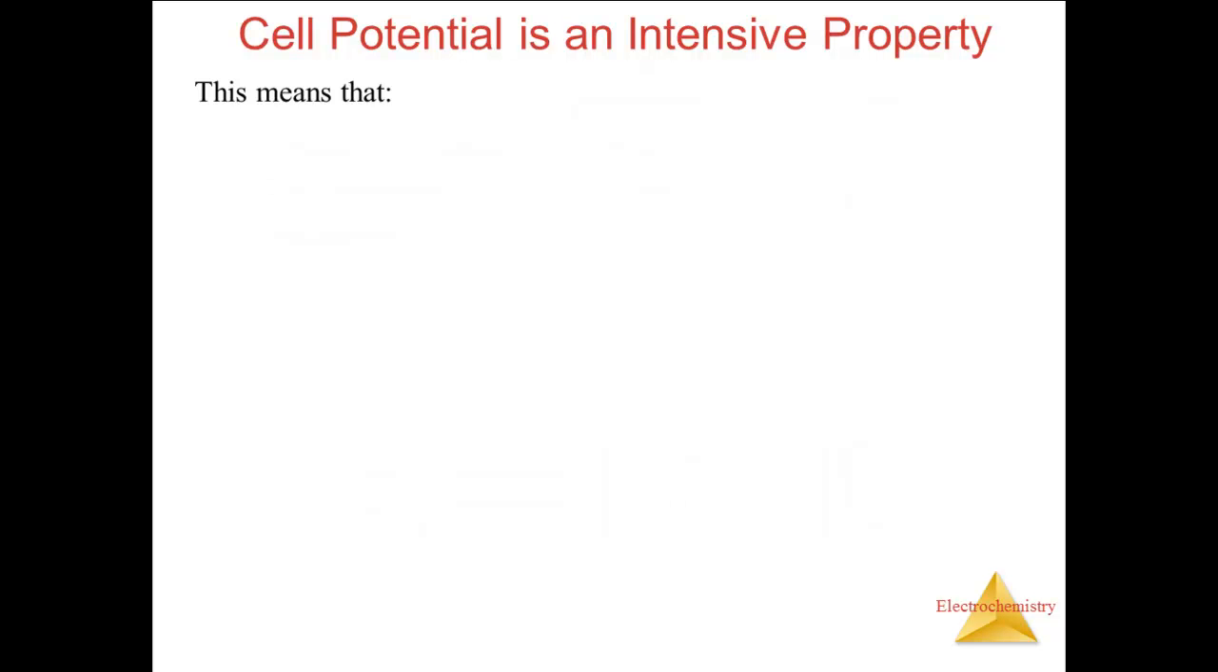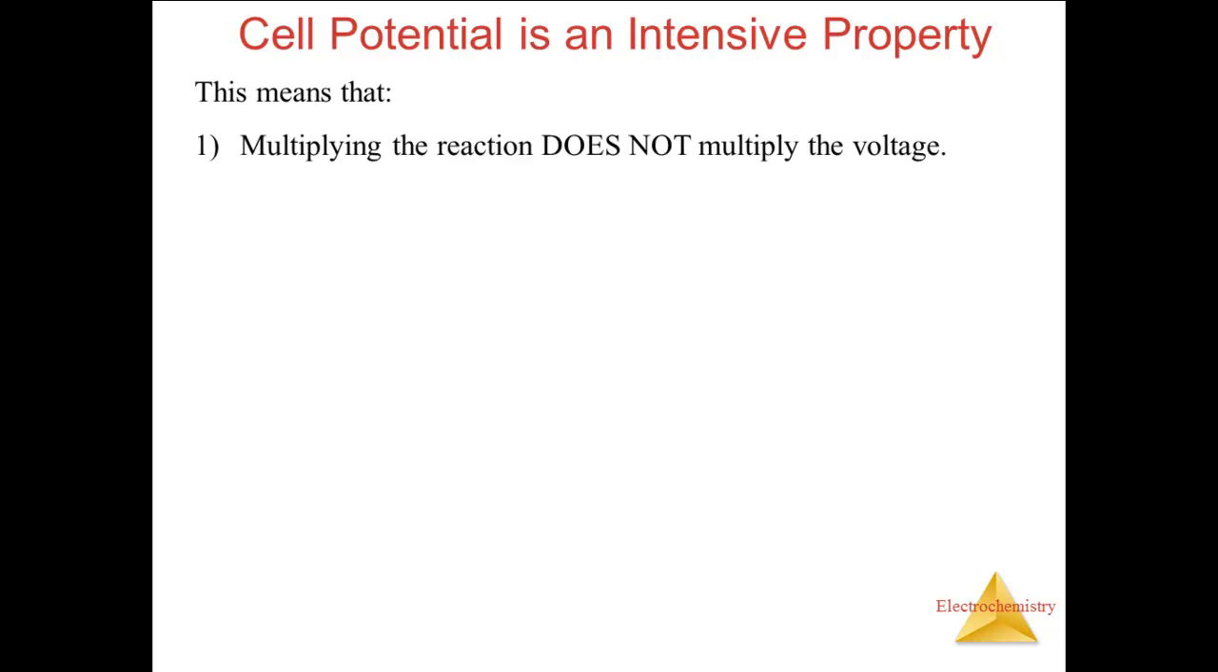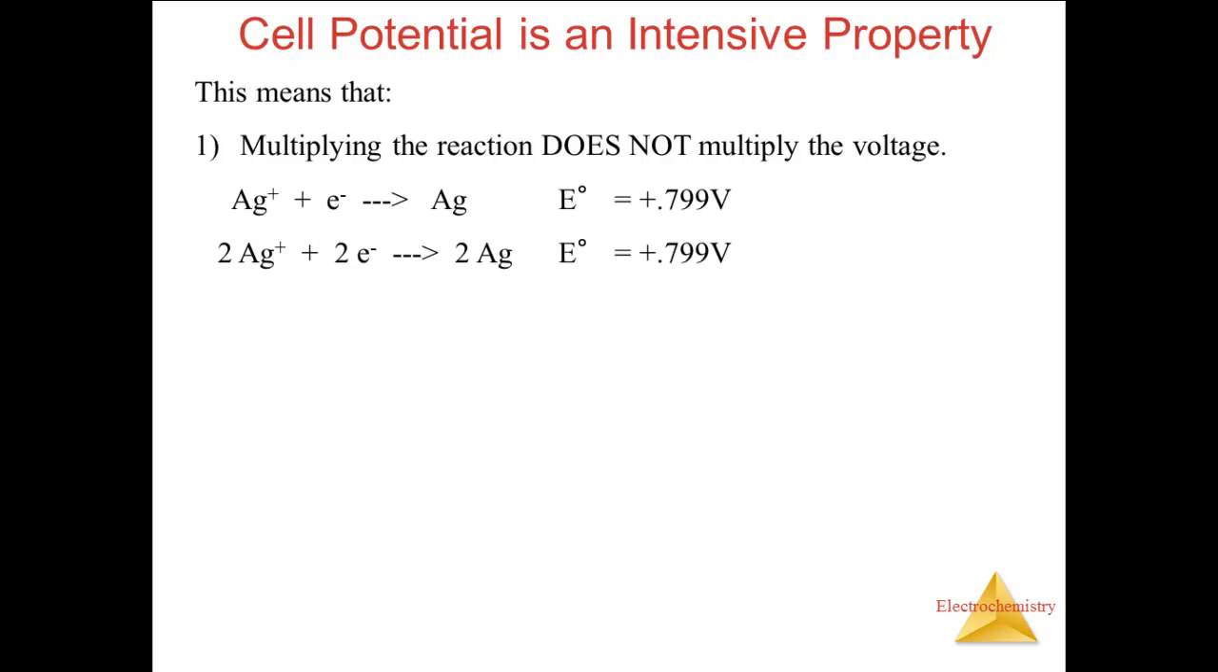Because cell potential is based on the potential energy per unit of charge, it is an intensive property. This leads to 2 important consequences. 1. The voltage does not change when we multiply the equation. So the voltage for the silver half reaction is the same whether 1 or 2 silver ions are reduced.